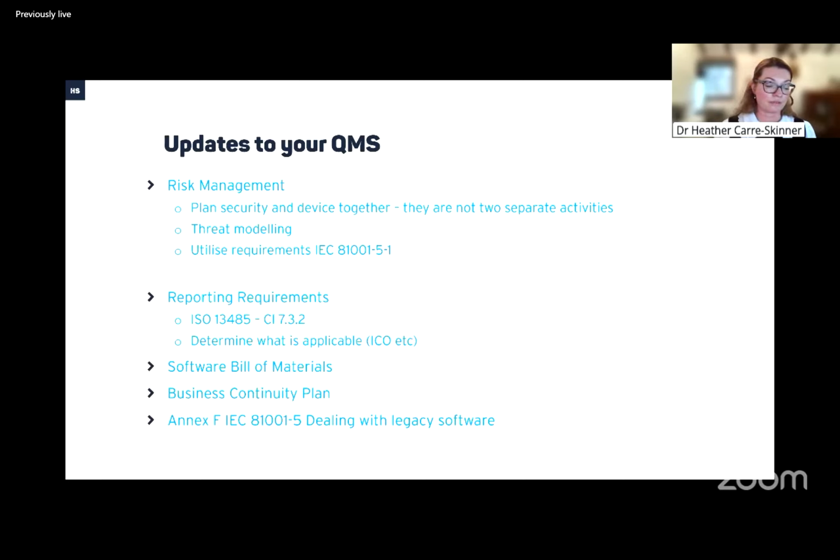Also, it's worth thinking about some good stuff from ISO 27001 with a business continuity plan. So it doesn't have to be incredibly formal, but having a good idea of if the worst does happen and there is a hack, for example, what do you do? Who needs to be informed? Getting a succession plan is a good idea. Also dealing with legacy software as well. One of the annexes in 81001 does have some good stuff in there to deal with that.